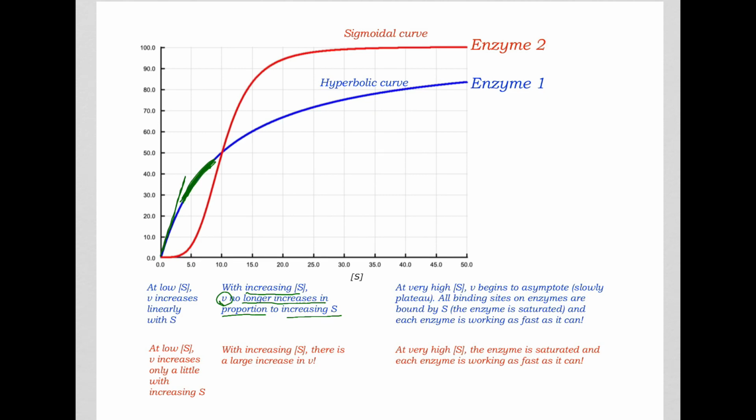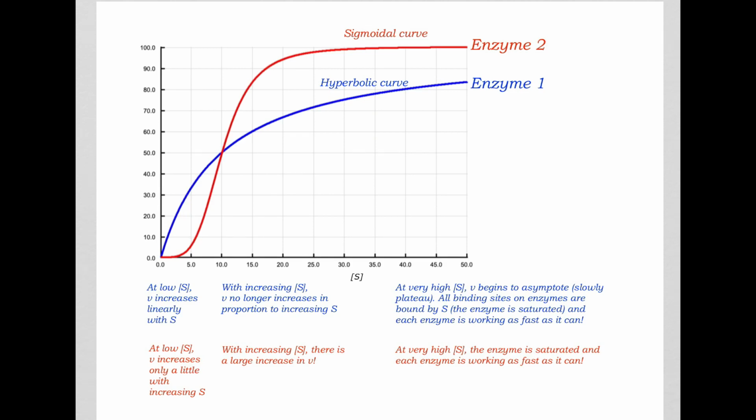However, for the sigmoidal curve, with increasing substrate concentration, now we see a dramatic increase in initial velocity, and you can see that happening right down here. A slight increase in substrate concentration causes a very large increase in initial velocity. So this is the part that is very different between the hyperbolic curve and the sigmoidal curve, right down here.